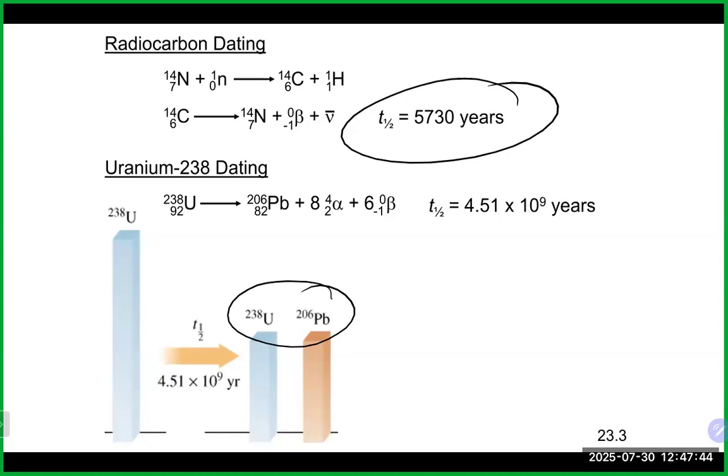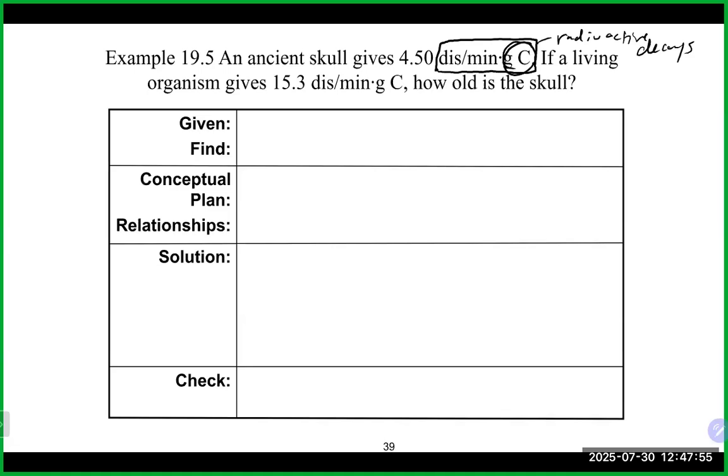So sometimes people think Celsius when they see the C, but in this case it's per gram of carbon. And obviously with some other element you would want to use that element's half-life, but here 5730 would be the half-life that you want to use because that is carbon. So if a living organism gives 15.3 disintegrations per minute per gram of carbon, how old is the skull? Why don't you take a few moments and see what you come up with. We're going to roll with our same equations here, which is a pretty safe bet in nuclear chemistry. It's going to be one of these.